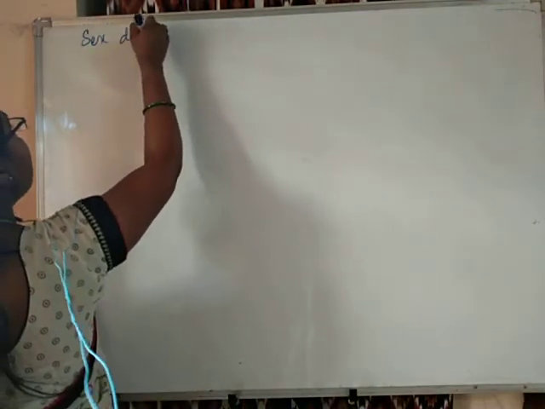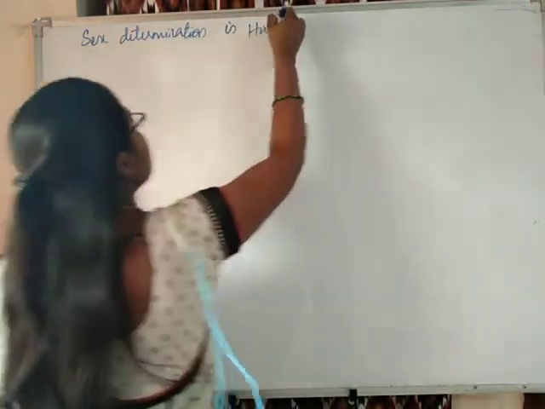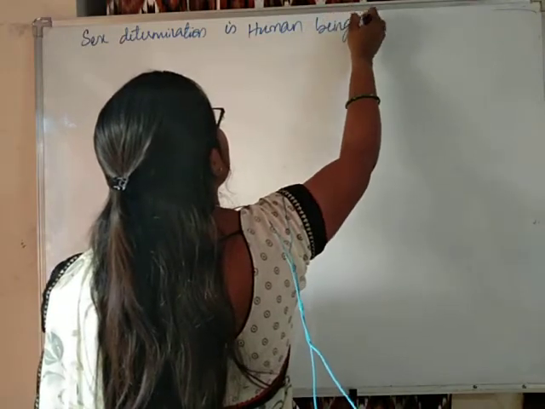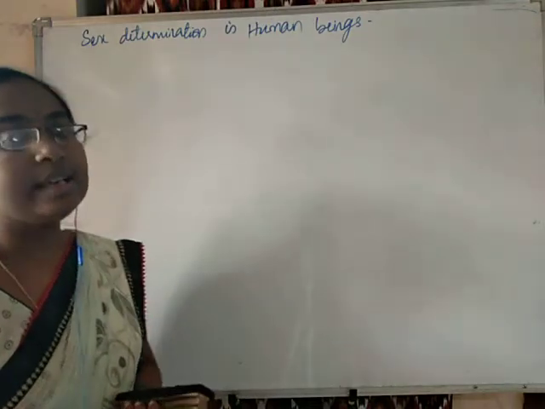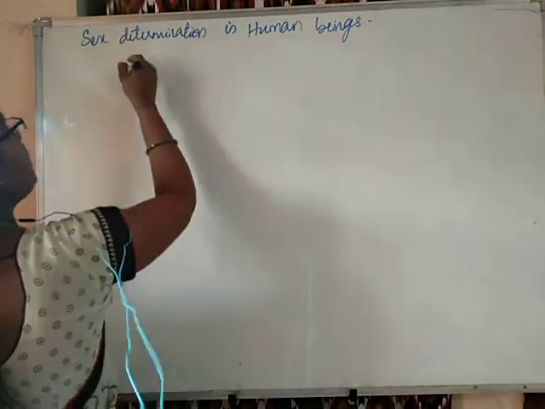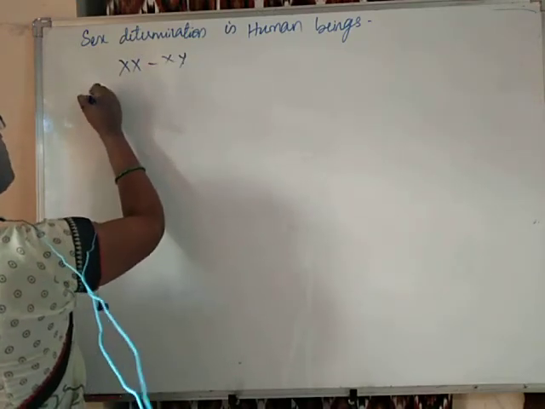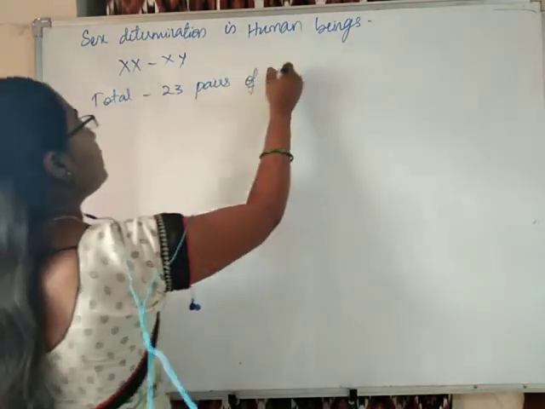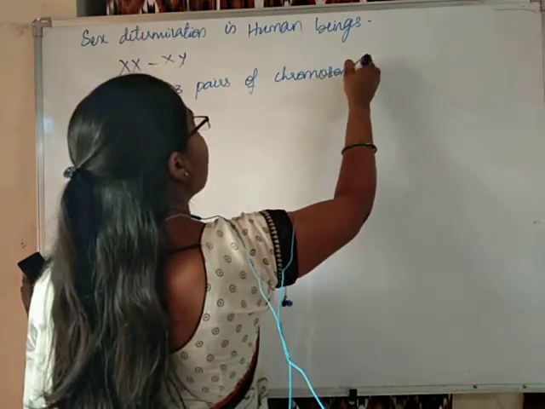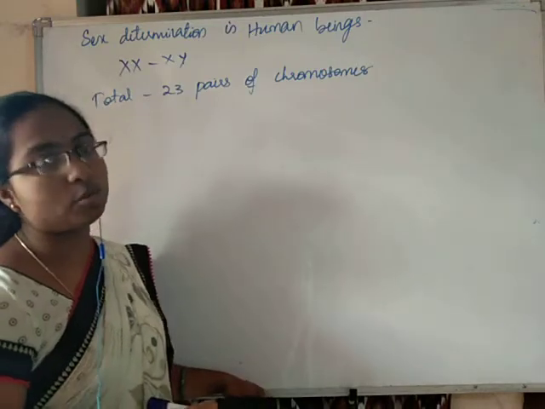Then we are going to learn about sex determination in human beings. Okay, how is the sex determined in case of human beings, that we are going to learn now. See, as we have already learnt, sex determination in human beings is of XX-XY type, right. Human beings contain 23 pairs of chromosomes in total.